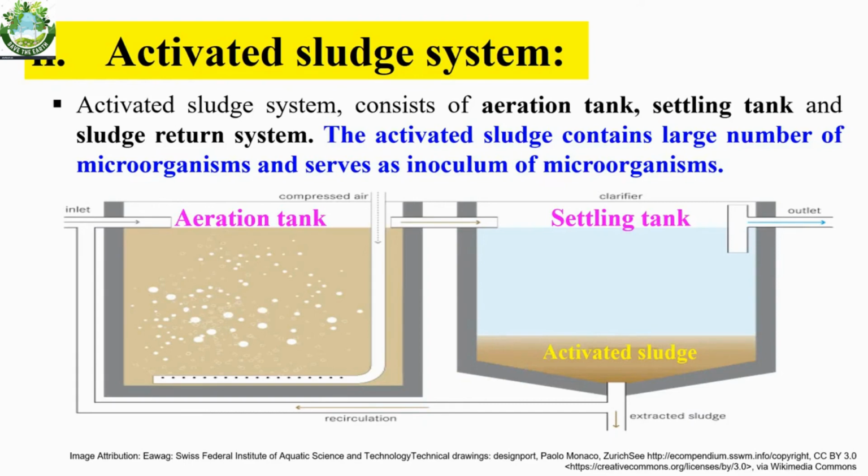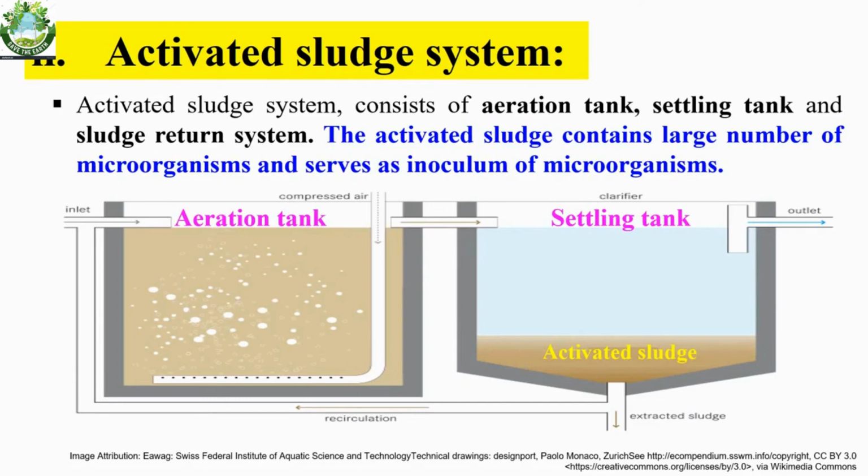Sludge is nothing else, it's just the population of microorganisms which were used for the degradation of the wastewater. So these activated sludges contain a large number of microorganisms and serve as an inoculum of microorganisms. After mixing of sludge, the sewage is placed in the aeration tank, and in this tank, sewage is continuously aerated for 6 to 8 hours. During this aeration period, the microorganisms oxidize the organic matter present within the sewage water to form carbon dioxide, water and NO3. After the oxidation, sewage is passed to the settling tank and left undisturbed, or you can say untouched, for 2 to 3 hours.